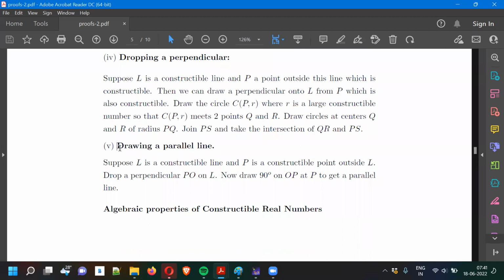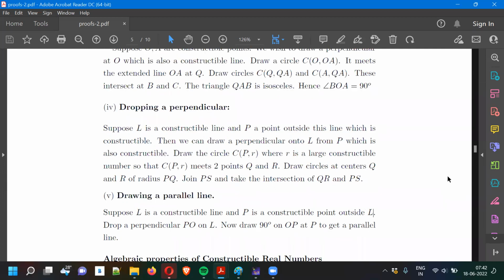Drawing a parallel line. You are given a line and a point that is outside the line. How will you draw a line that is parallel to the given line and passing through the point? Suppose L is a constructible line. Forget the word constructible here. What it really means is you can get these by ruler compass constructions. That is the only meaning of it. So L is a line and P is a point outside the line. How will you draw a perpendicular from the point P to the line L?